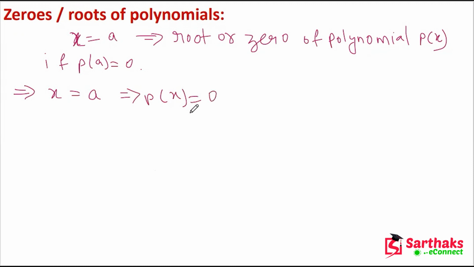So the process of finding the zeros of p of x is nothing more than solving the equation p of x equals 0. If we want to find the zeros of a polynomial, we have to directly put p of x equals 0. I hope you get this point.